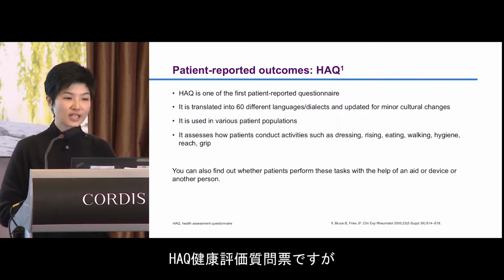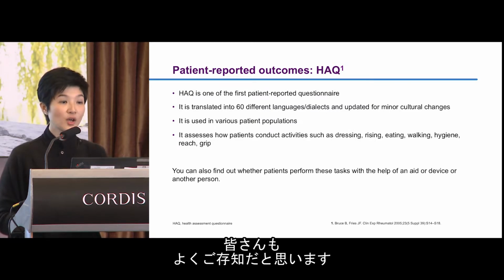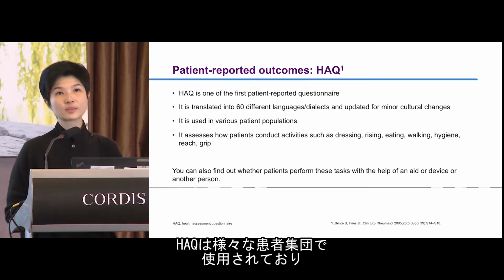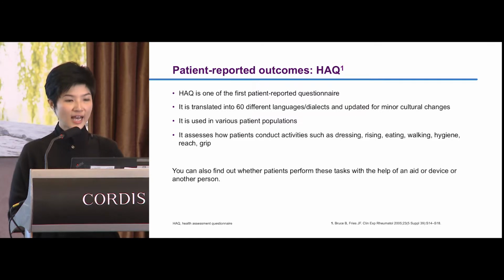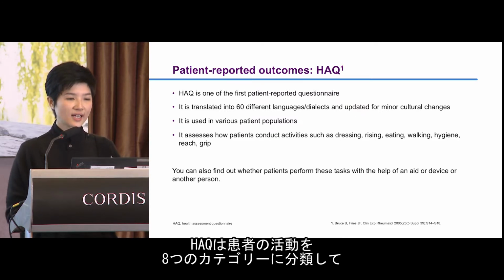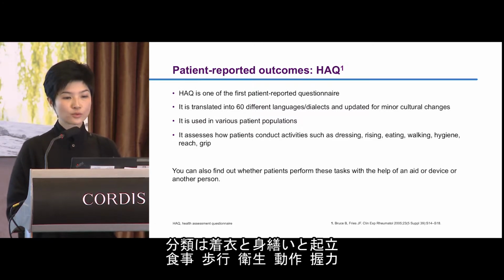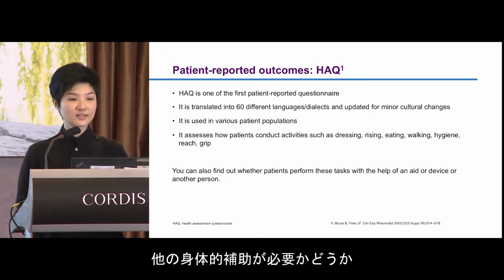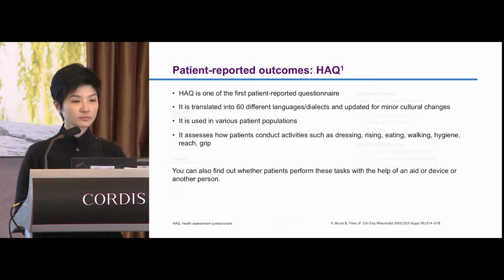The Health Assessment Questionnaire, I think most of you must be very familiar with, because this is one of the first patient-reported questionnaires, and it is used in various patient populations and translated into 60 different languages, with updates for minor cultural changes. It assesses how patients conduct activities in 8 categories, such as dressing, rising, eating, walking, hygiene, reach, grip, and other usual activities. You can also find out whether the patient can perform these tasks with the help of an aid, device, or other physical assistance.